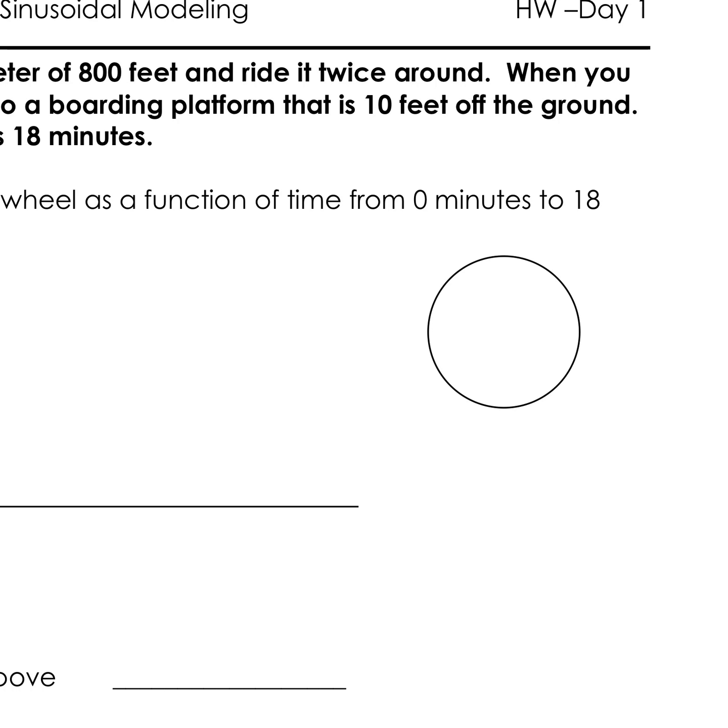Let's visualize this for a second. So you have a Ferris wheel. The diameter, it says, is 800 feet. We always want to find our radius because that's halfway. So our radius here would be 400, so R equals 400 and D equals 800. We're boarding a platform that is 10 feet off the ground.